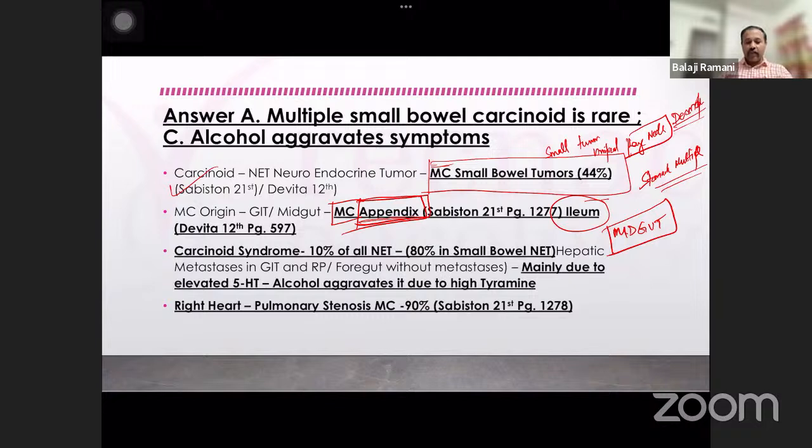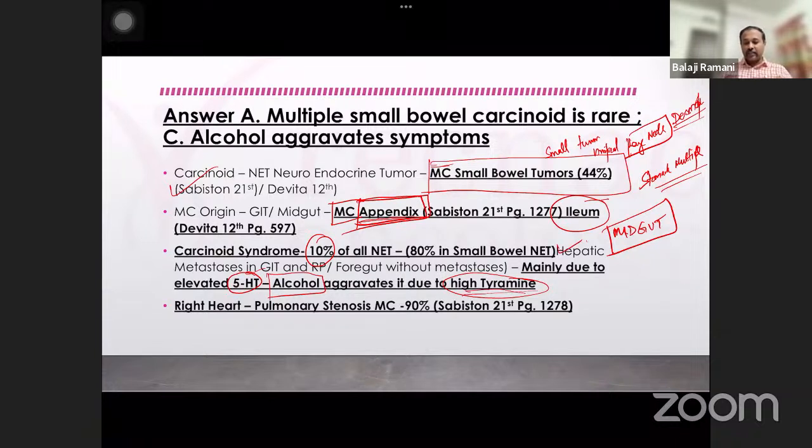Now, carcinoid syndrome is present in about 10% of all neuroendocrine tumors, where you have the bypass of the first pass metabolism. Basically, you have an elevated 5-hydroxytryptophan, tryptamine, and high levels of tyramine are going to be present, and alcohol will aggravate the symptoms because of the high level of tyramine which is contained in alcohol.